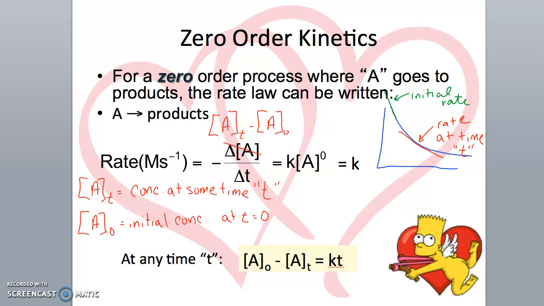For a reaction that is zero order, we can use the equation at the bottom to solve for amounts at any time or time to reach a certain amount. This will make more sense when we do some practice problems.